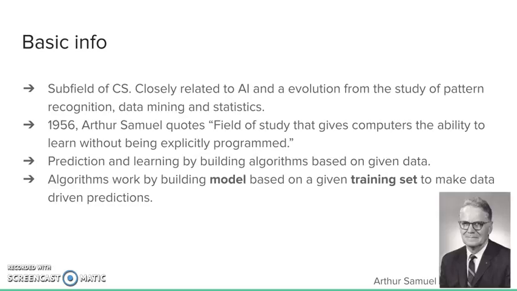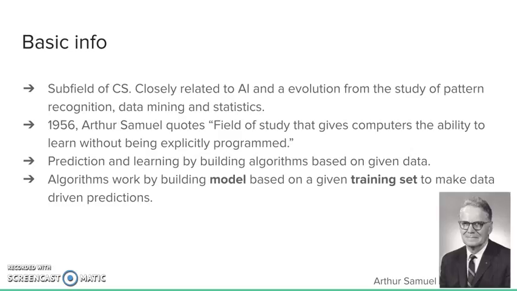Basic info. Machine learning is a subfield of computer science and is related to artificial intelligence. It is actually one of the methods that is used to program AI. It is an evolution from the studies of pattern recognition, data mining, and statistics. Machine learning is more closely related to the previous studies rather than artificial intelligence.